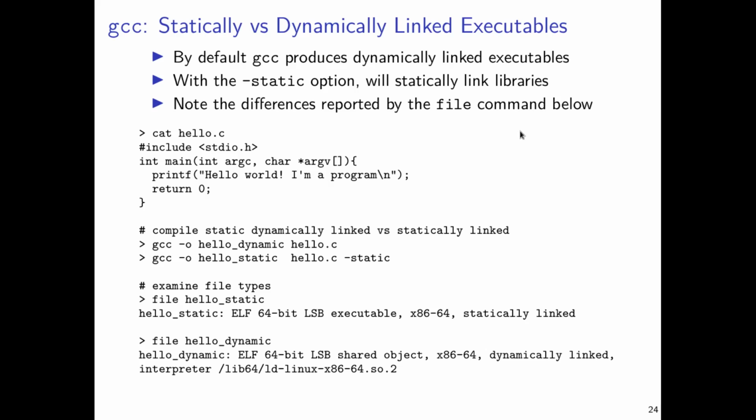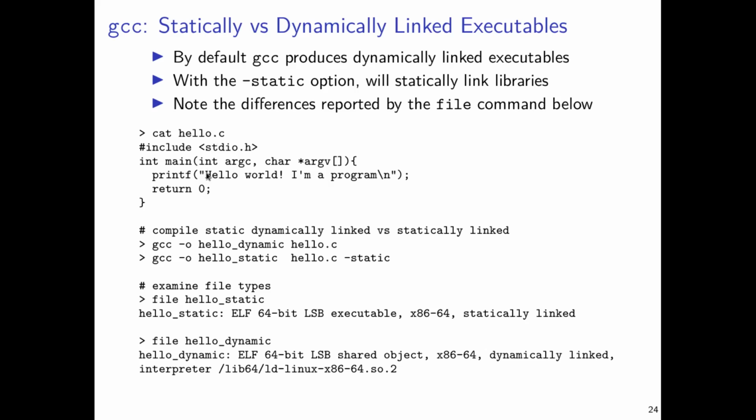So GCC by default will do dynamic linking, and this is the more modern, sort of more sophisticated way to do things. You can change this though, and by passing the -static option to GCC at the command line, you'll get a completely statically linked executable instead. And so let us consider that difference with this simple hello world program. You'll recall cat will take the contents of this .c file and just print it on the screen.